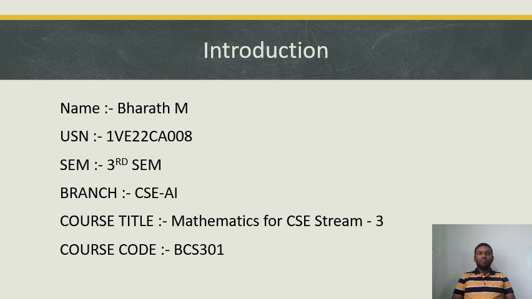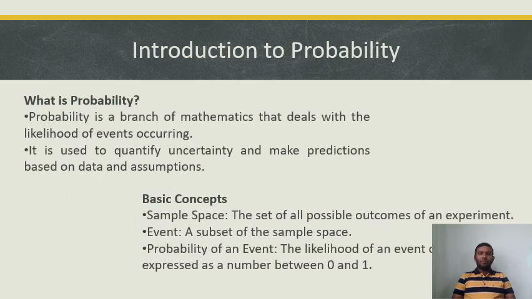The course code is BCS 301. This is about the theorem of probability. What is probability? Probability is a branch of mathematics that deals with the likelihood of events occurring. It is used to quantify uncertainty and make predictions based on data and assumptions.